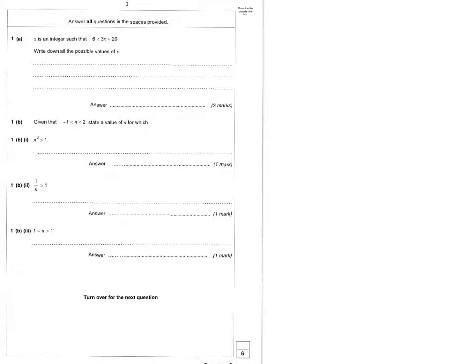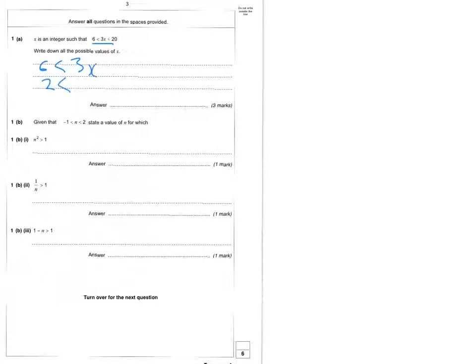Question 1. x is an integer such that 6 is less than 3x and 3x is less than or equal to 20. Write down all the possible values of x. So 6 is less than 3x.